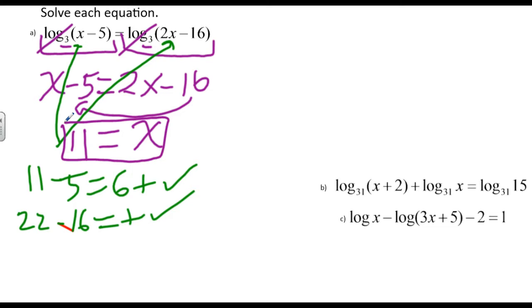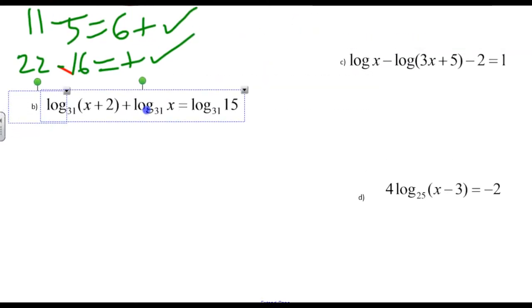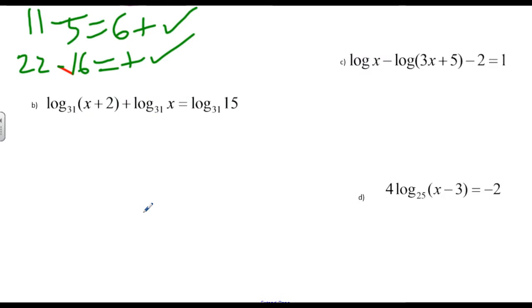All right, let's take a look at the next example. In example B, I've got this problem here. Now, here's where that skill that we did earlier this chapter comes into play. I'm still solving for x, but in this problem I've got two different logs being added. The only way that I can drop the logs is if I have a single log on the left and a single log on the right. On the right I've got the single log, but on the left I've got two logs added.